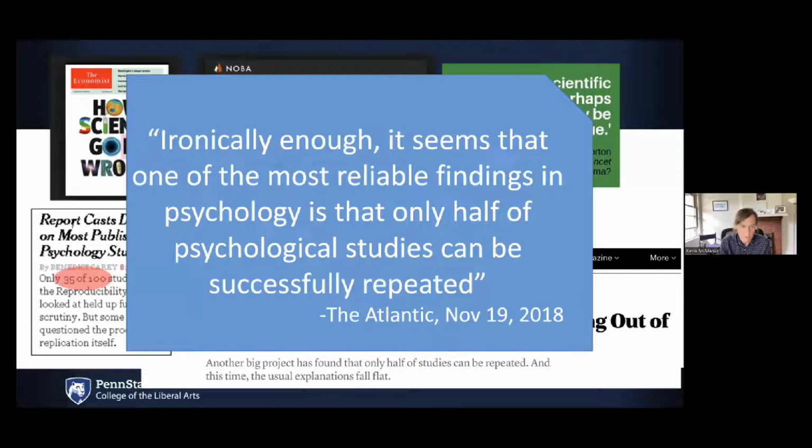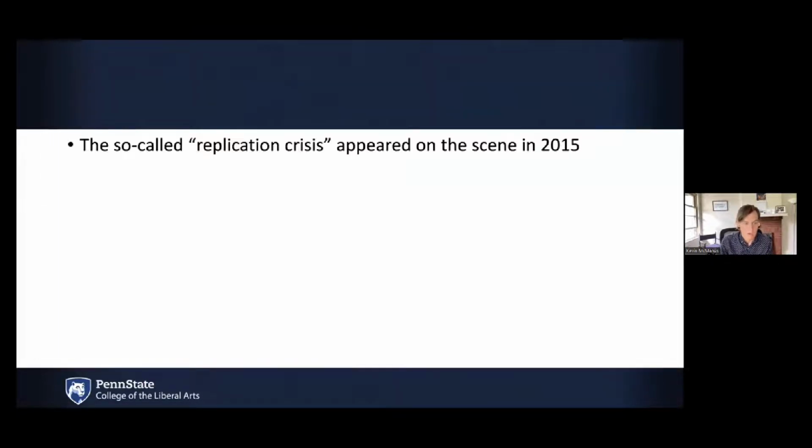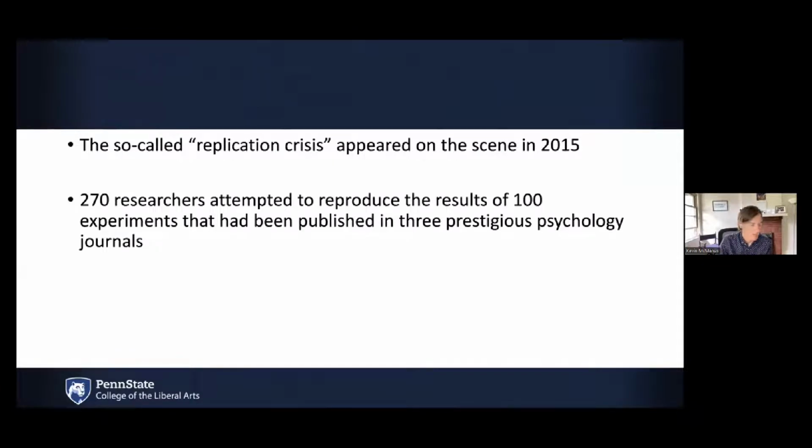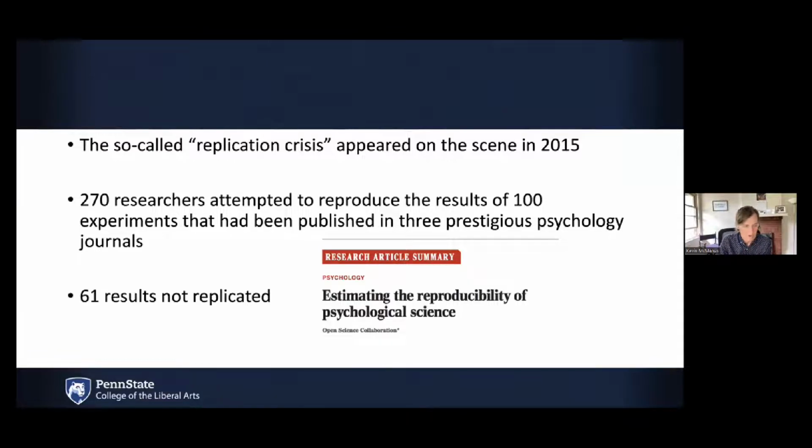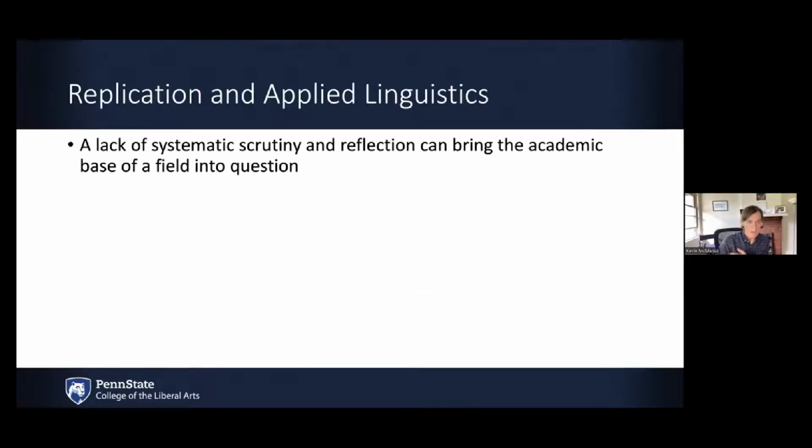Leading to this provocative conclusion that, ironically enough, it seems that one of the most reliable findings in psychology is that only half of psychological studies can be successfully repeated. And so we're aware of how that can affect what goes on. The so-called replication crisis was taking place in 2015, and these are just some of what was going on. The basic point is that many of those very influential findings could not be replicated, so the same kind of conclusions couldn't be met.